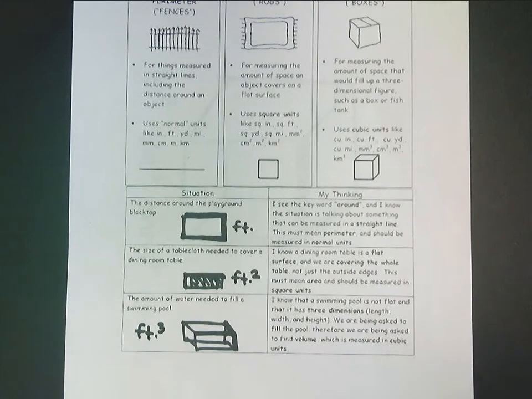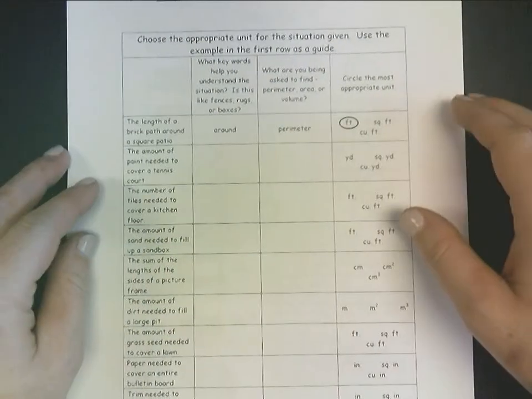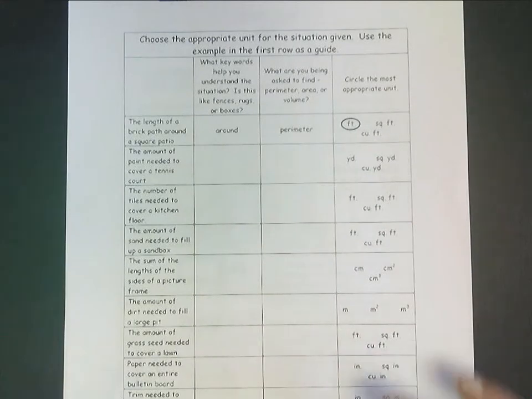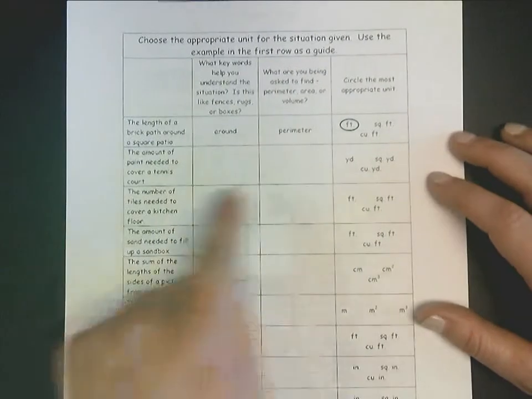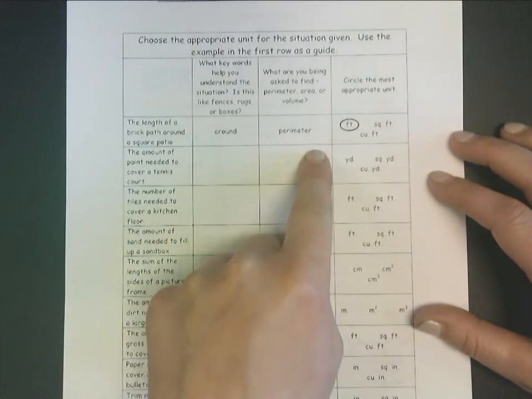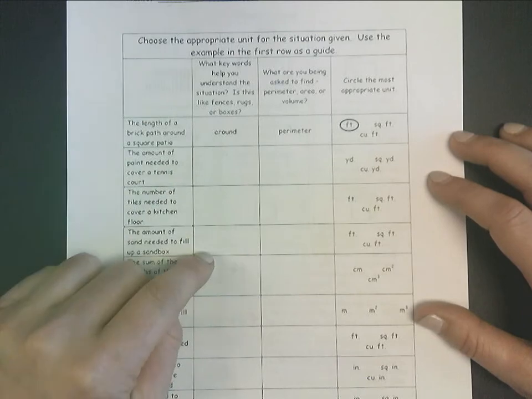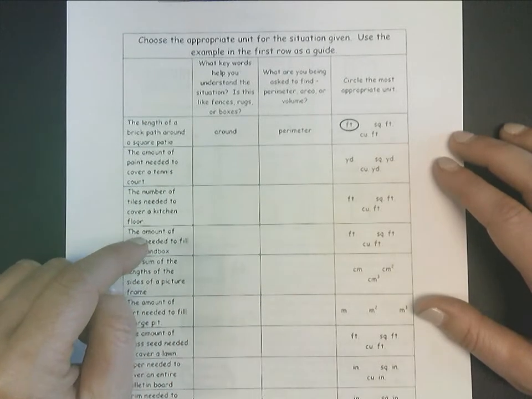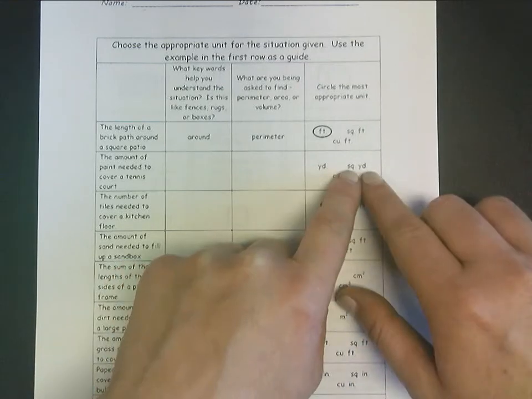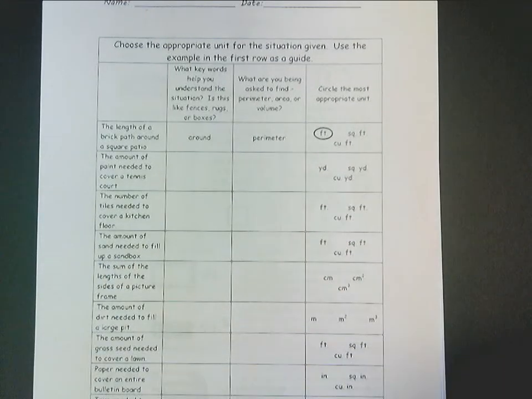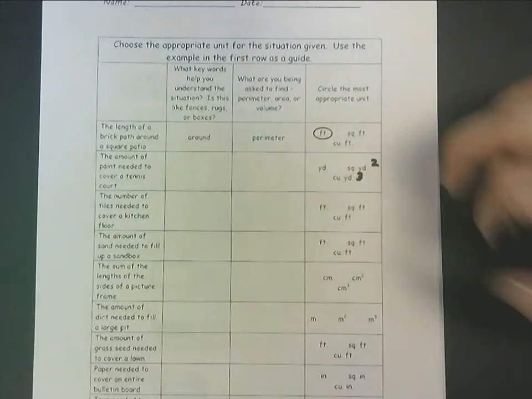Now, your homework also has this sheet. You should also glue this into your notebook. So you need to decide in each of these situations if you're supposed to measure perimeter, going around the edges, area, how much space is covered up, or volume, how much can fill up the object. And you'll see on the units, you have choices for regular units, square units, that would be with the 2, or cubic units, that would be with a 3.